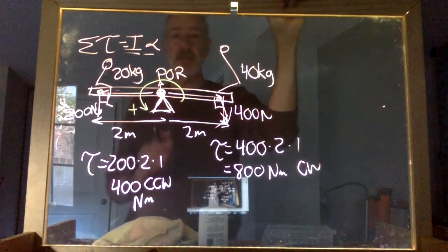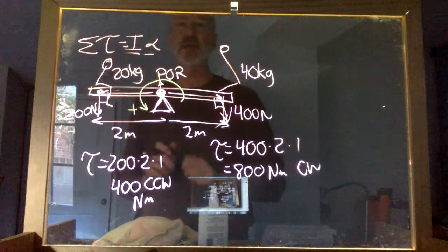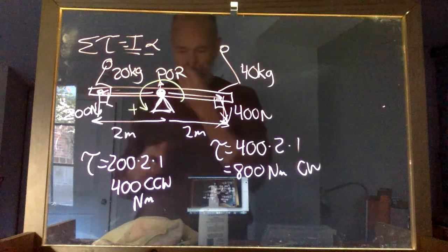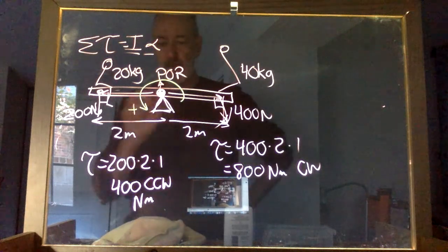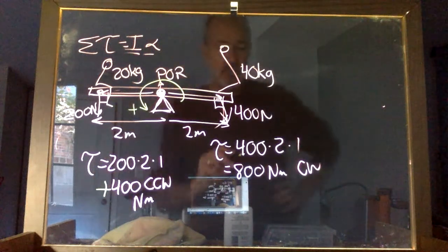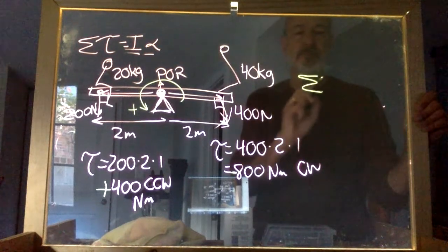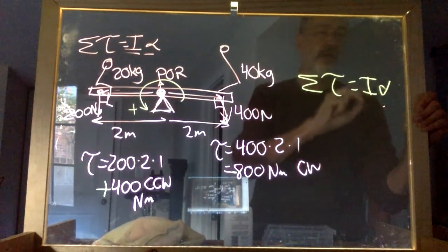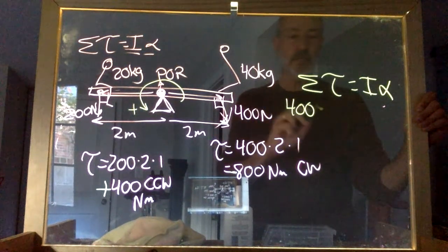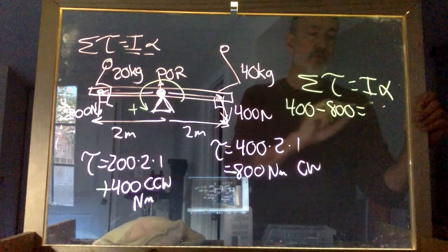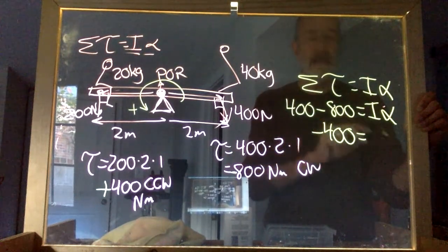A real vector would be a straight line, but we're pretending for AP1, we're just going to define which way the net torque is. Okay, so 400 counterclockwise, that's going to be positive. 800 clockwise is negative. So the sum of torques equals I alpha. Substitute, we've got 400 plus negative 800 equals I alpha. Negative 400 equals I alpha.